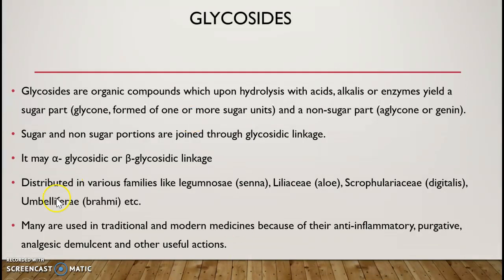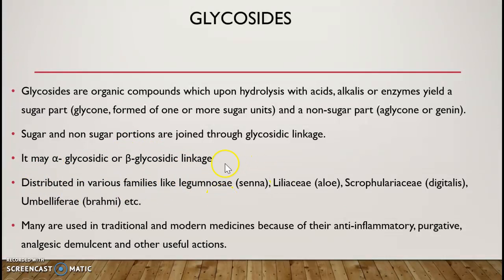Next, glycosides. So what are glycosides? Glycosides are organic compounds which upon hydrolysis with acids, alkalis or enzymes yield a sugar part and a non-sugar part. The sugar part is known as the glycone part and the non-sugar part is known as the genin or aglycone part. These two sugar and non-sugar portions are joined through a link which is known as the glycosidic linkage. This glycosidic linkage may be present in the form of an alpha linkage or a beta linkage. Beta linkage glycosides are more common.